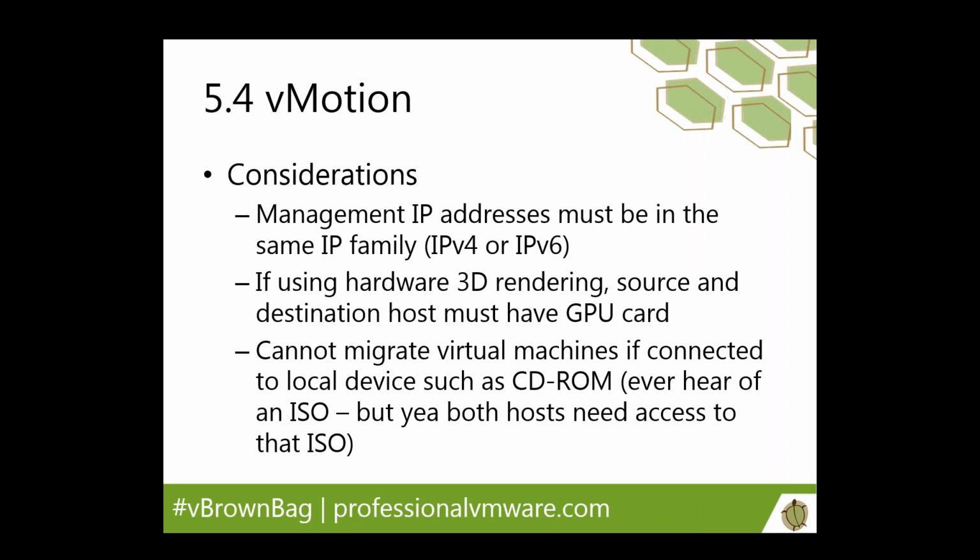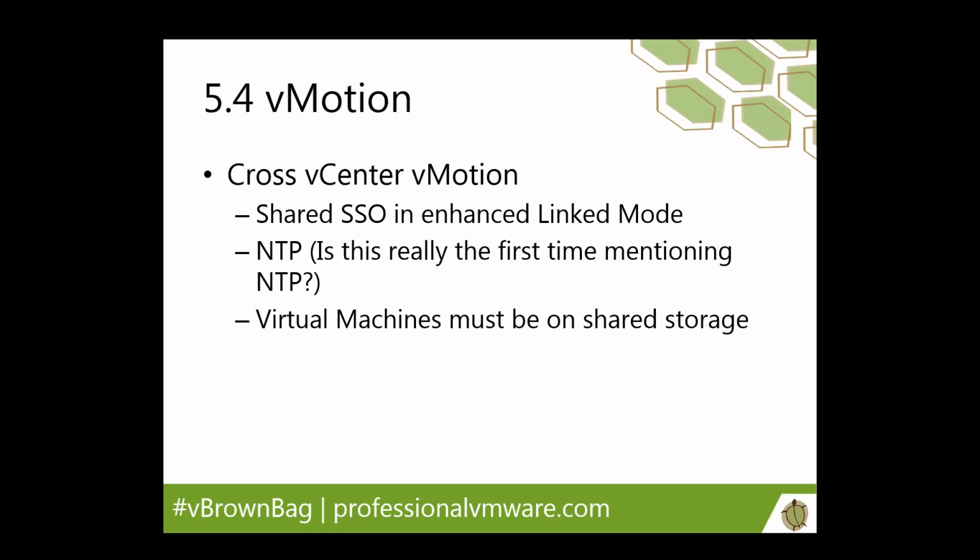A few considerations with vMotion. Your management IP addresses have to be in the same family, right? Either IPv4 or IPv6. You couldn't have some hosts on 4 and some hosts on 6. They've all got to match. If you're using 3D rendering, you're going to want to make sure that all of the hosts that you'd potentially be migrating virtual machines to have that same hardware GPU. Otherwise, it would not be able to move because it wouldn't be on the destination machine. And you can't migrate virtual machines if they're connected to local resources.